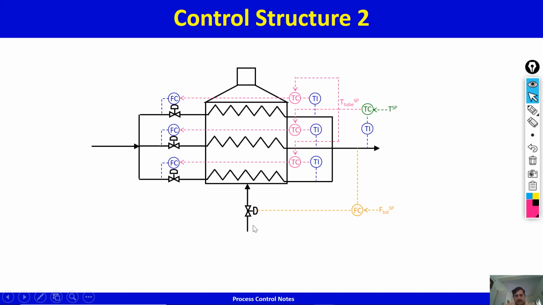Okay, this is control structure 2. Control structure 3 would be the exact opposite of this, where you are controlling temperature with Q and flow using T-tube set point. So everything else is the same except that the pairings are flipped. So now you got total flow being controlled using T-tube set point and furnace outlet temperature being controlled by adjusting the firing rate. Okay, so this is control structure 3, and you can sort of think through as to how this will work.